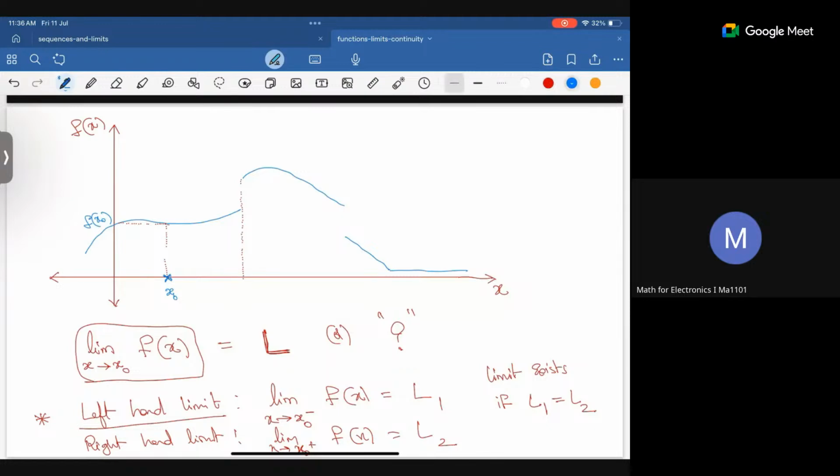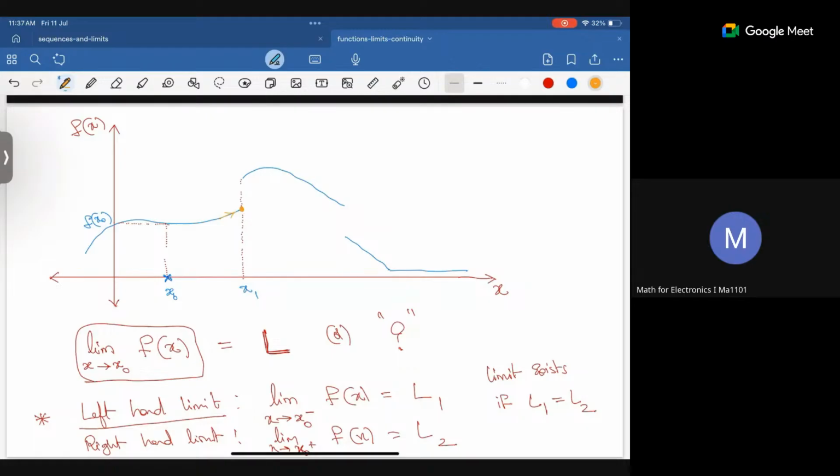Whereas if you see this point, let's label this point as x1. Now again you have to do the same thing. You should start from the left side of x1 and move towards x1 and see how the function values are behaving. If you start from the left hand side, my function will slowly start approaching this point. So from the left hand side, it will approach this point.